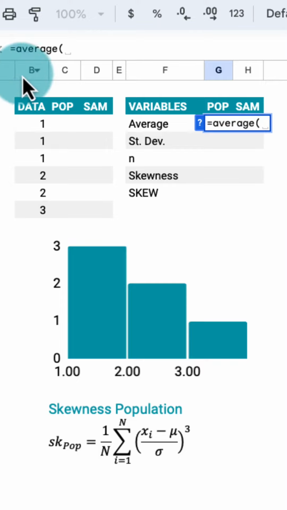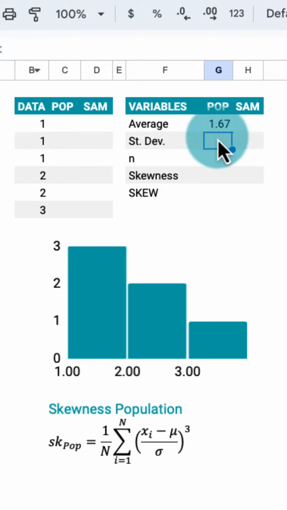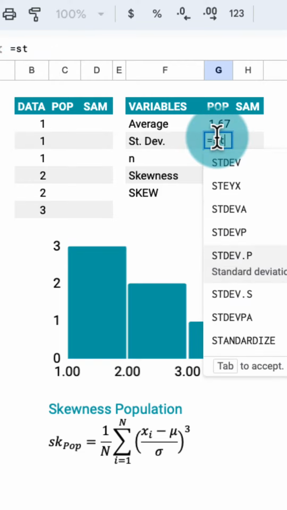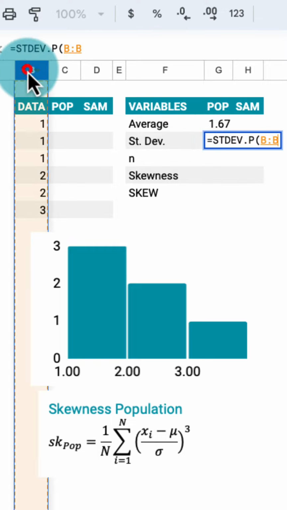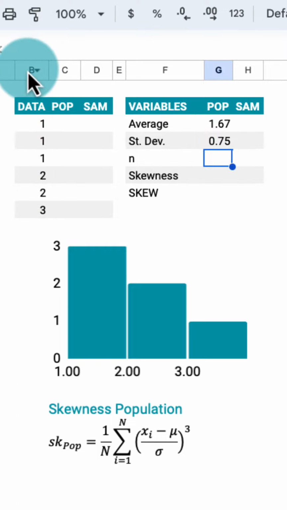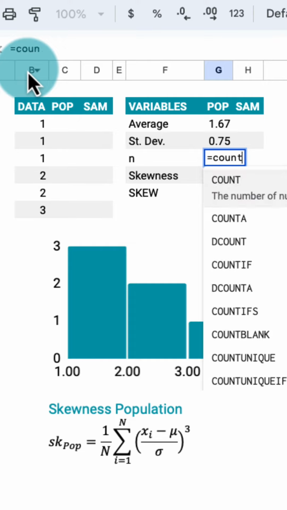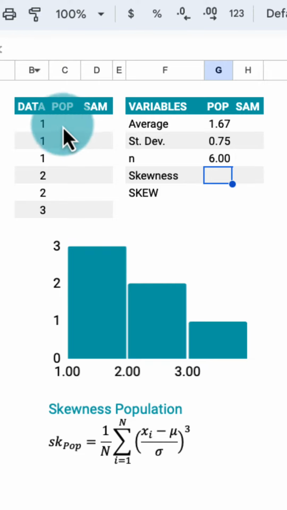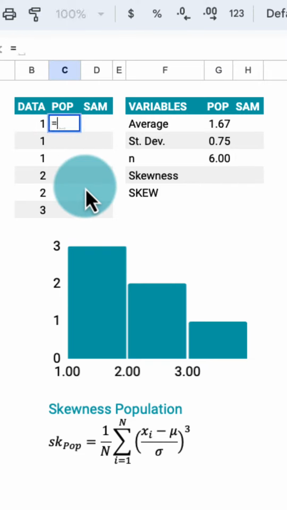Let's extract the average of our data set. And now we're going to extract the standard deviation utilizing the standard deviation of the population. We're going to select the whole data set as well. For the number of data points, we can count how many data points we have, and in this case we have 6. Now we're going to use the equation that we see below.